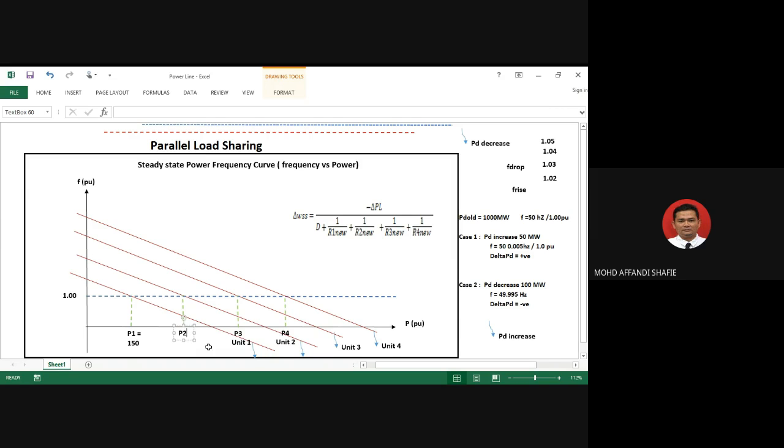For example, just for example, 150 megawatt. And then if P2 is equal to, why don't we just put 250 megawatt. Okay, 250 megawatt. And then P3, if I put that one equal to 350 megawatt, for example. And then 350 plus 250 plus 150, how much?